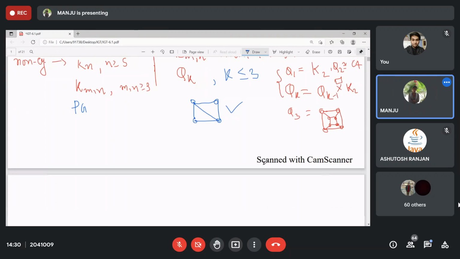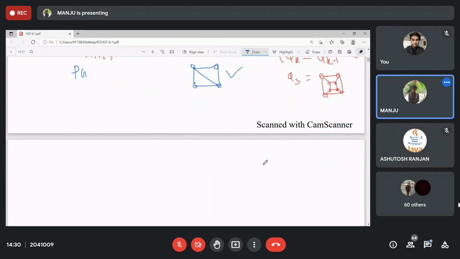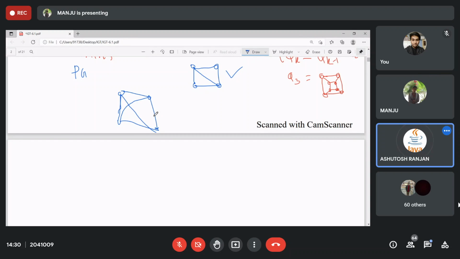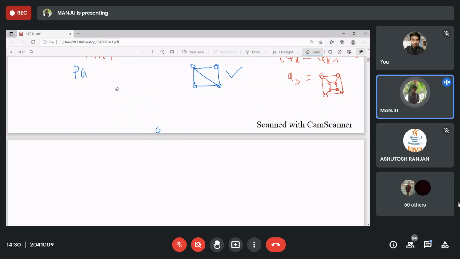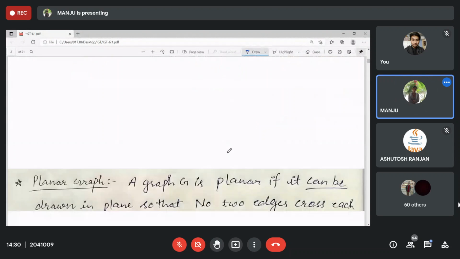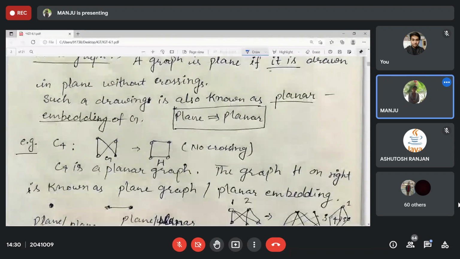Means in graph theory, this is known as kite and this is planar. In geometry, the kite has diagonals intersecting at 90 degrees. I just drew the real kite. Anyways, so here we have this kite.